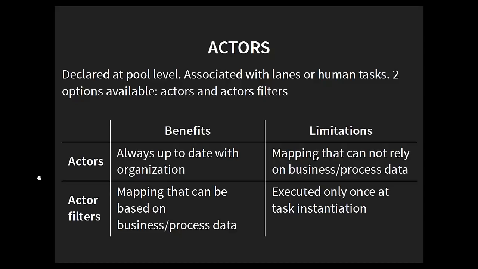So again, an actor is basically a label that we declare at what we call the pool level. So it's the scope of the pool, and we can associate them to what we call the lanes. I didn't show that yet, but I will show it right away, and human tasks directly. There are two main options when we deal with actors, or when we deal with associating people to a specific execution of a process. They are what we call the actors, or the actor mapping, and the actor filters.